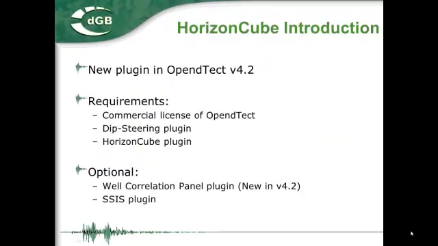This will be a quick demo of the HorizonCube, a new plugin in OpendTect version 4.2 that will help you to extract much more geologic information from seismic data. To run this plugin, you need a commercial license for OpendTect and for the dip steering plugin. Optionally, this can then be extended with the Well Correlation Panel plugin, that's a new plugin in 4.2, and the SIS plugin, which is now only for sequence stratigraphic interpretation. The creation of the horizons is now done in the HorizonCube.